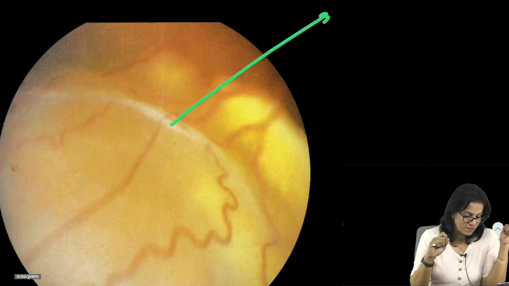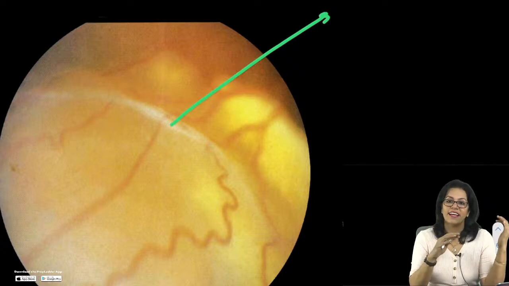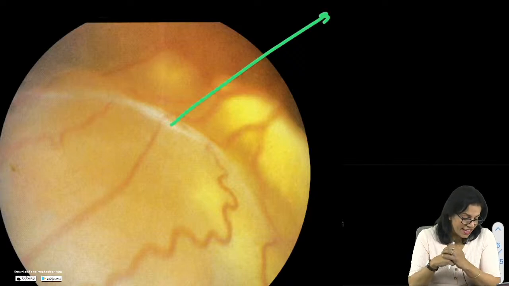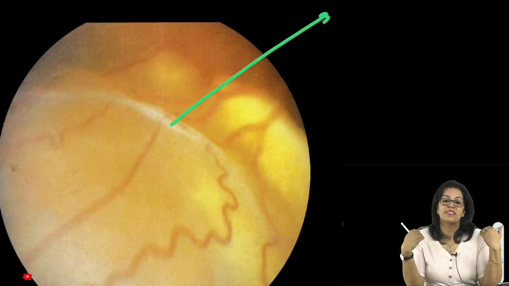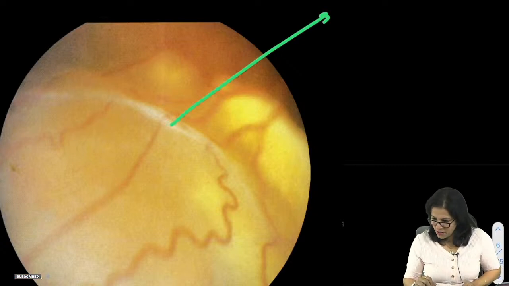Very good, Neeraj. Yes, rhegma means break. Break can be both tear as well as hole. Neelam, don't just answer tear. Say it is a break, which can either be a tear due to traction or due to degeneration. There can be a hole formation. Right? Okay. Now, the field effects are always opposite. So if it is a superior retina detachment, it has to be an inferior field effect. Very good.